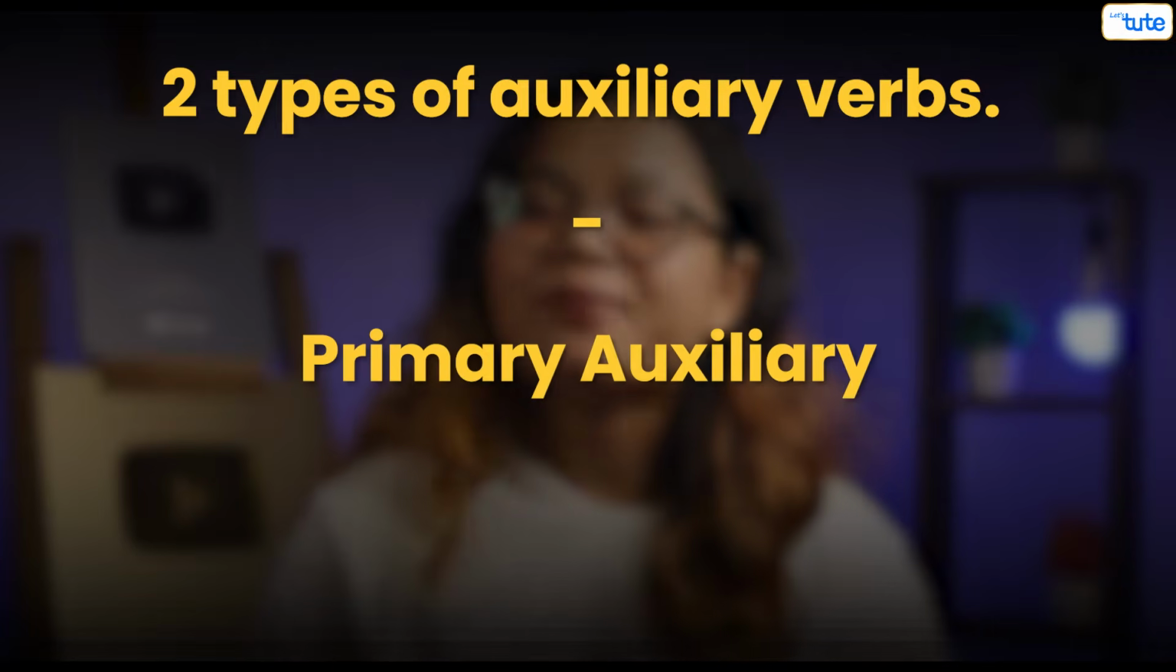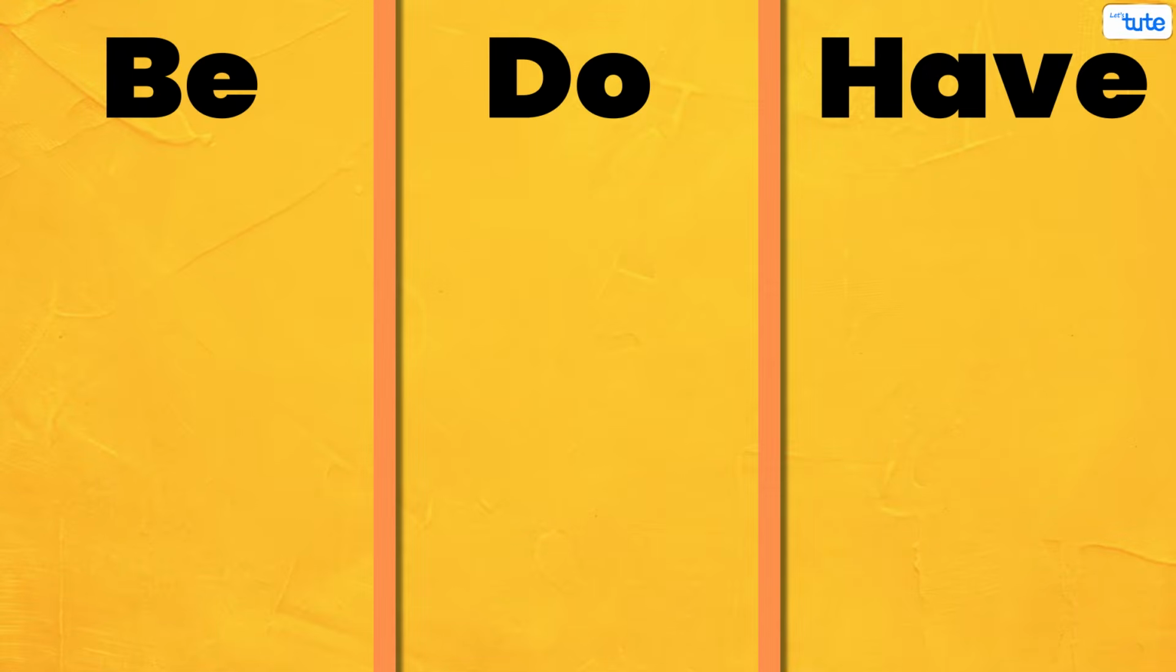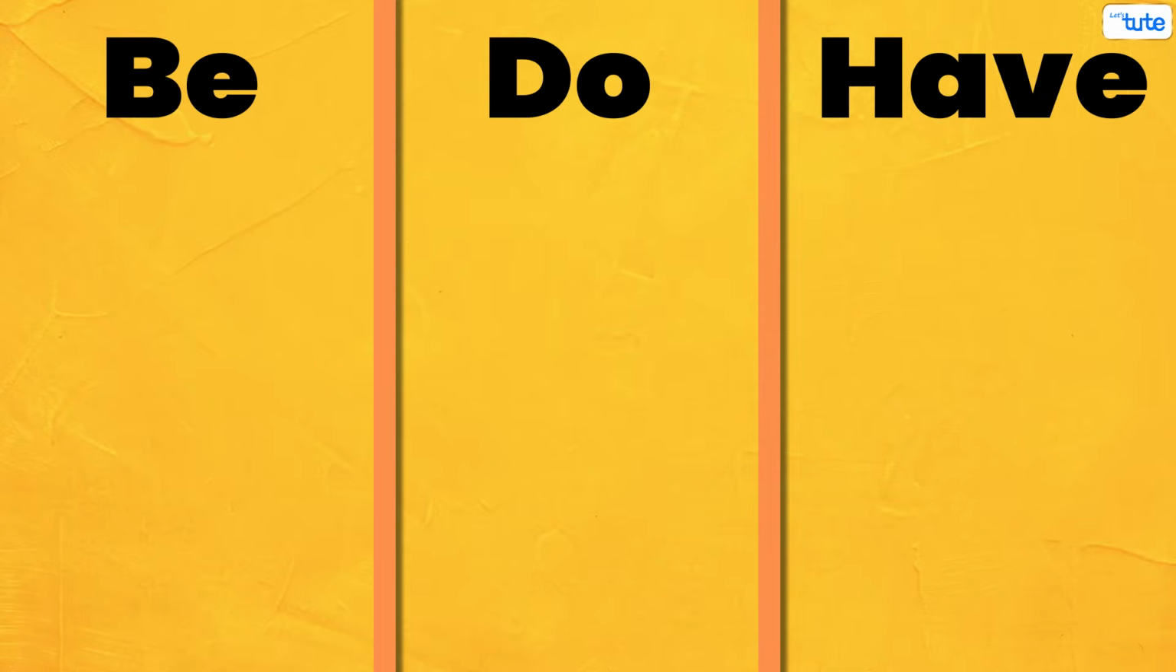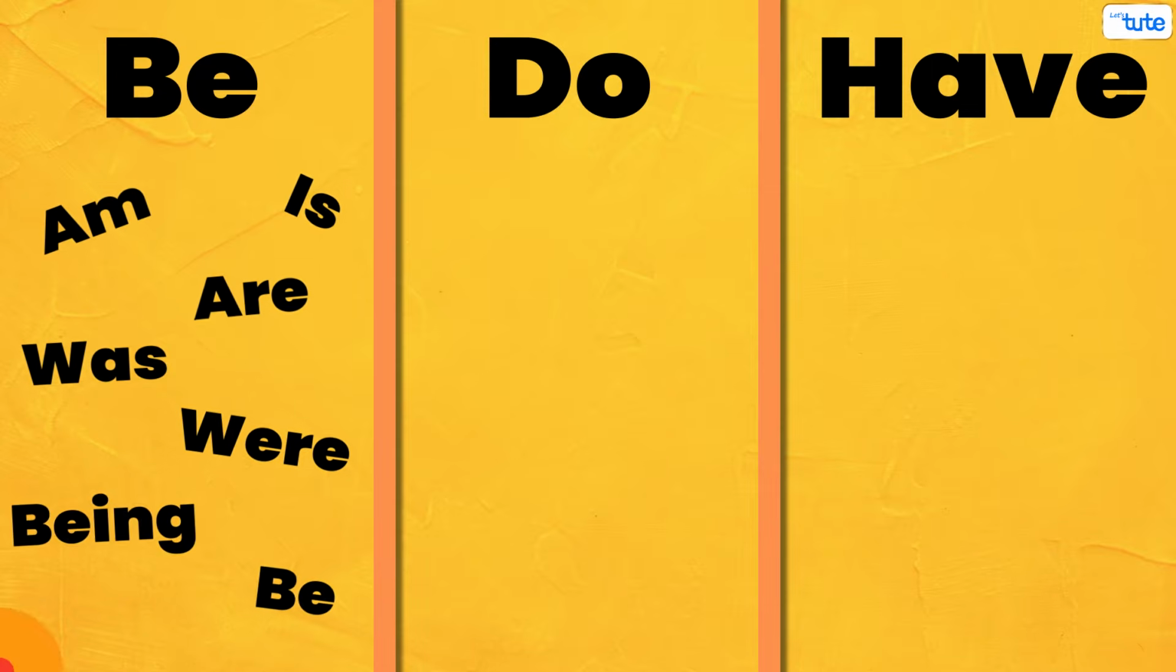Auxiliary verbs. What are they? Well, auxiliary verbs are often referred to as helping words. There are two types of auxiliary verbs: primary auxiliary and modal auxiliary. Primary consists of be, do, and have. And we also have their different forms. The be form consists of am, is, are, was, were, being, been.